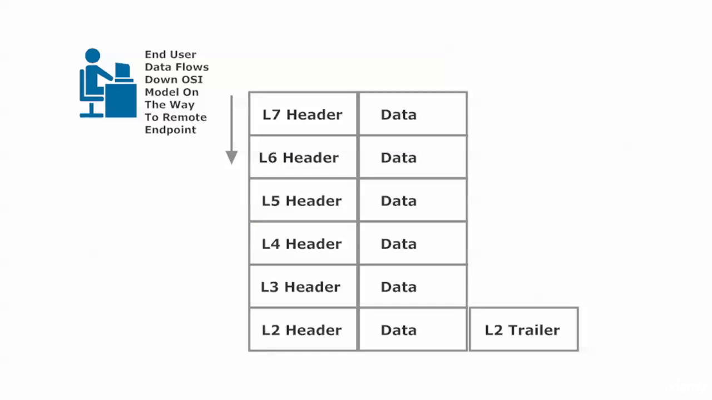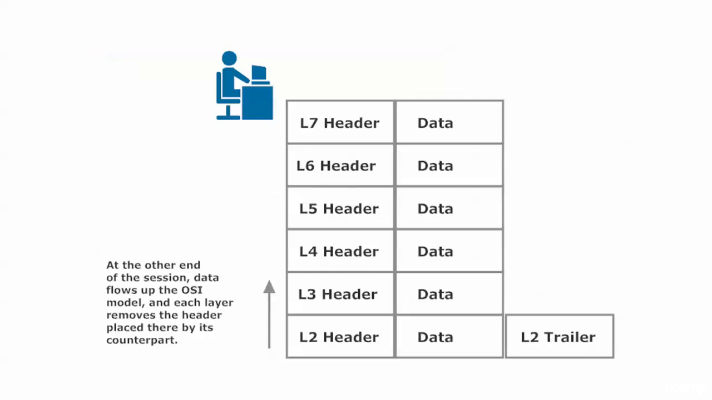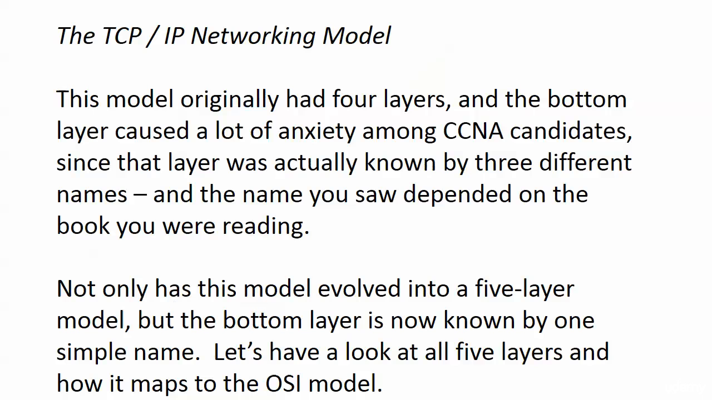Here's an illustration of what happens. And again, as the data flows down, headers are going to be attached, on their way to the remote endpoint. Note at layer 2, the data link layer, we're also adding a trailer. So that is the only layer with a trailer. That's good stuff to know. And then at the other end of the session, as data flows up the OSI model, each layer removes the header placed there by its counterpart.